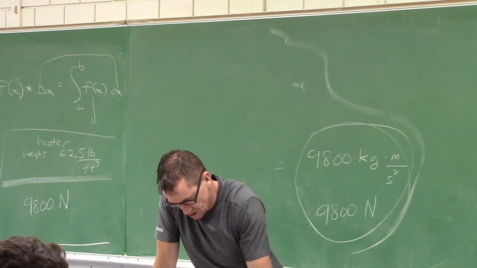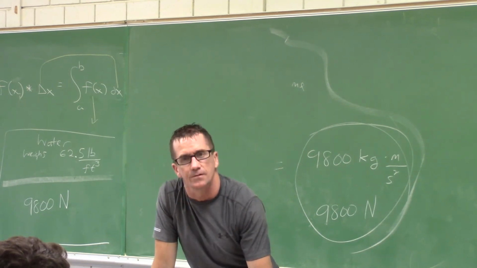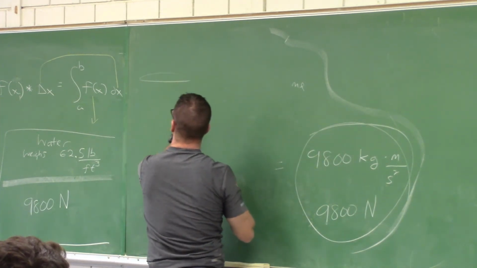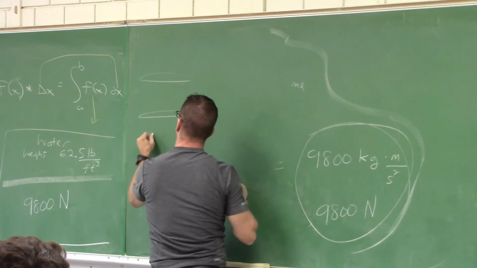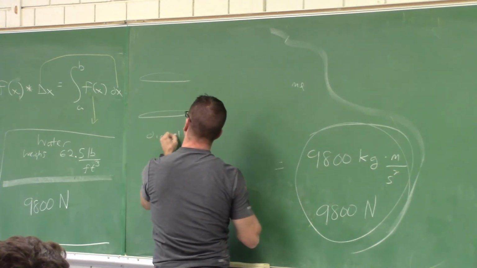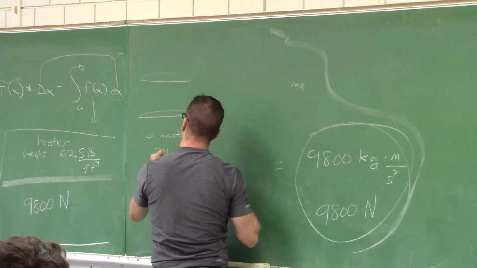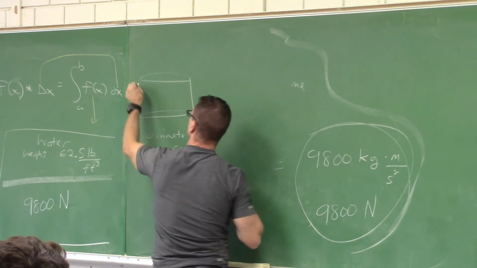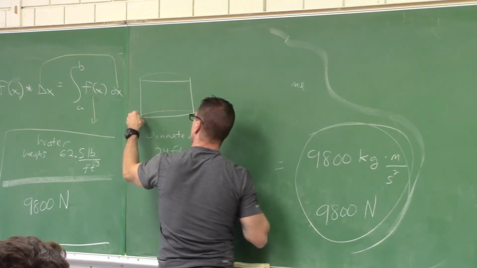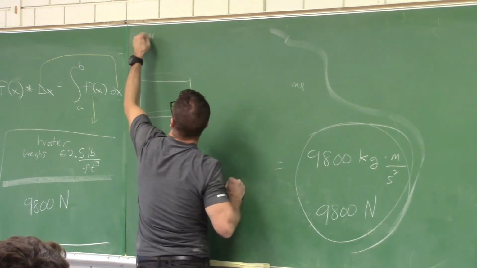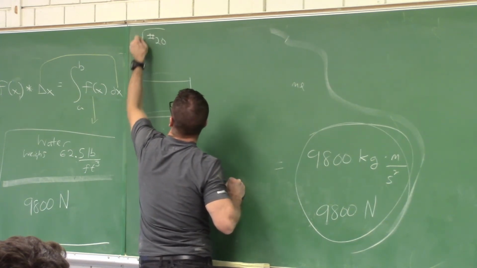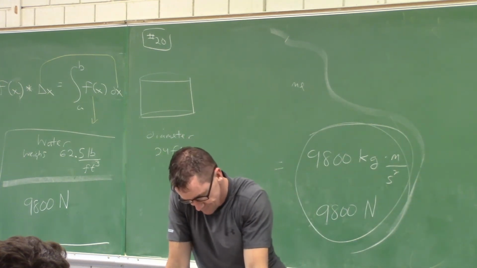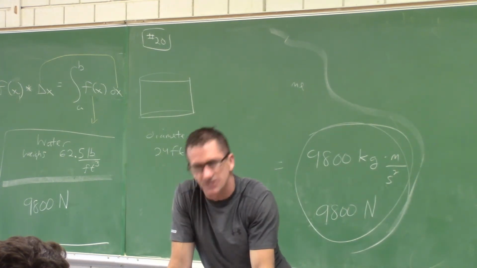When a circular swimming pool has a diameter of 24 feet. Diameter, 24 feet. There it is. This is number 20 from section 6.4. Okay. Sides are 5 feet high.